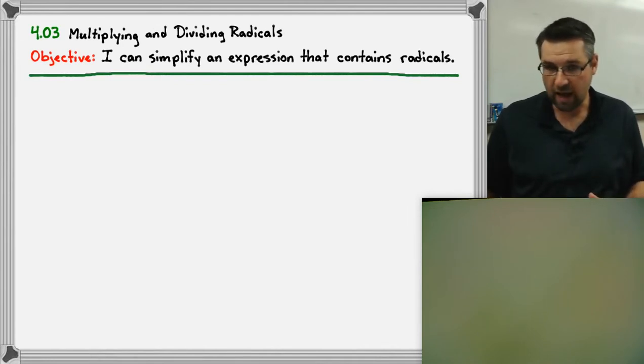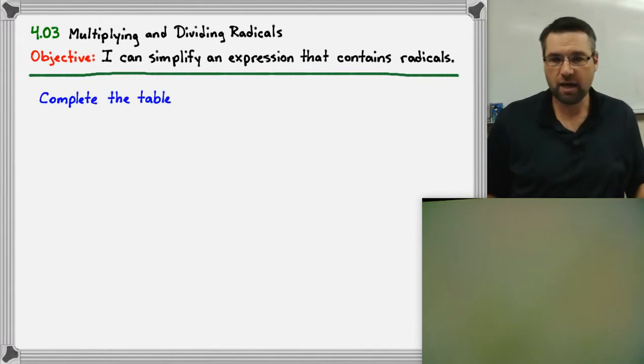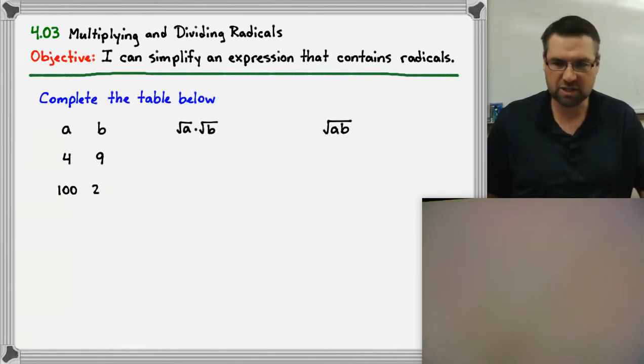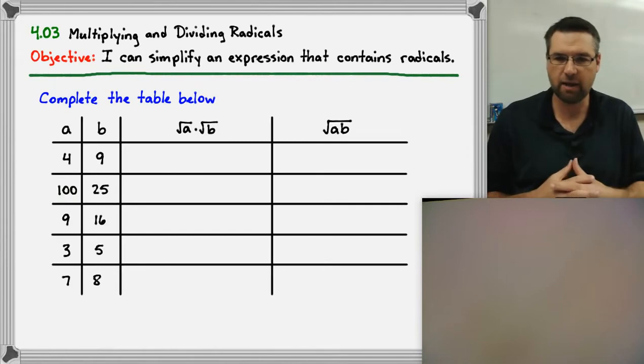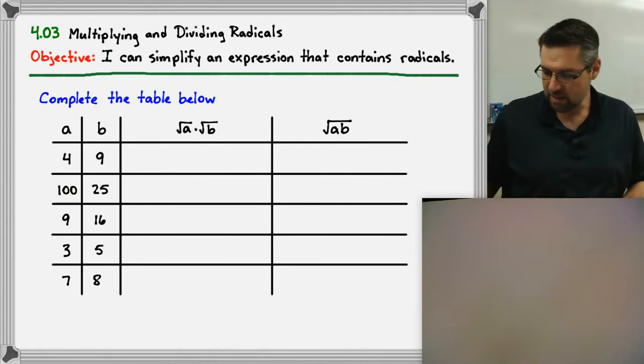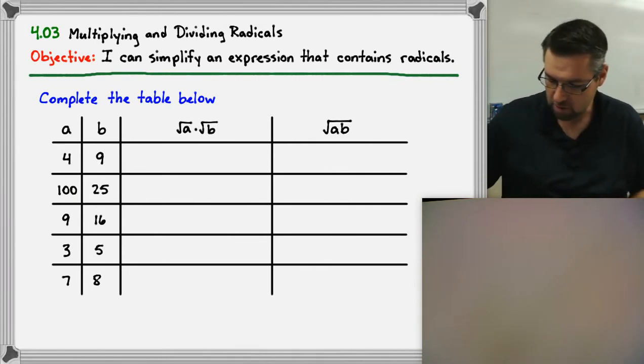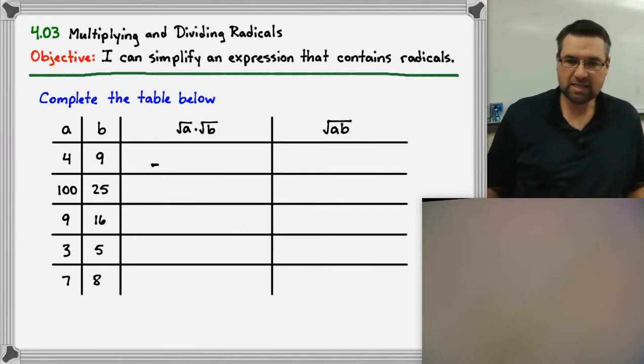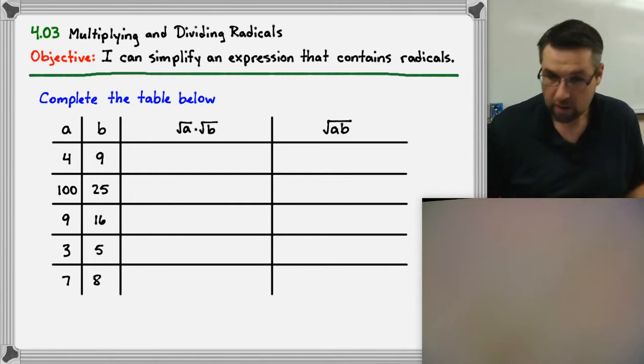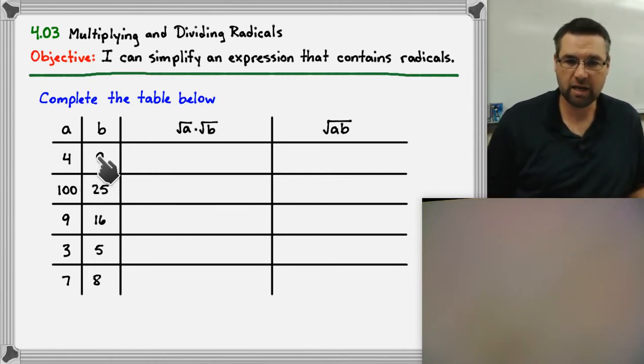Well, before we do that, we're going to do a little experimentation to see what it means to multiply and what we get when we multiply some of these things in different ways. So in this case, let's say we're going to fill out this table, and I'll go over a couple examples with you, and then you guys can do the other ones. Let's say A is 4 and B is 9, and we plug those values into this expression and we plug them into this expression, and let's see what we get.